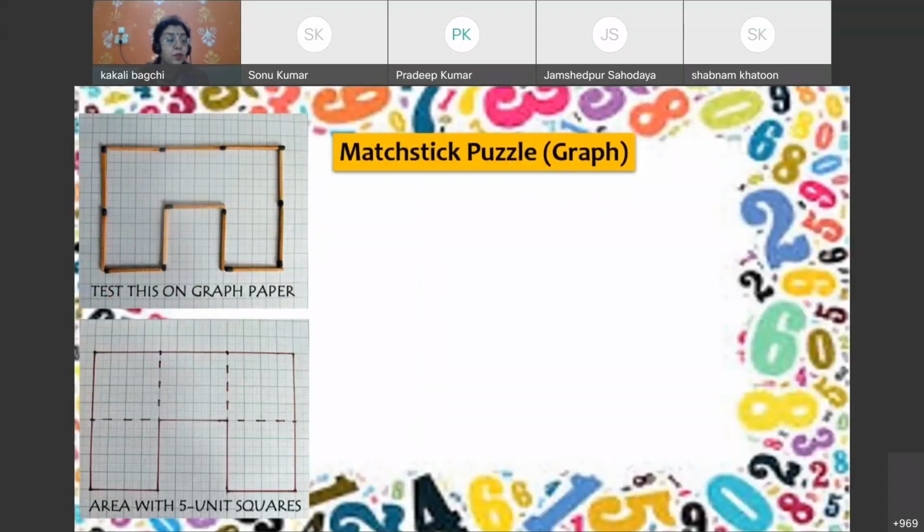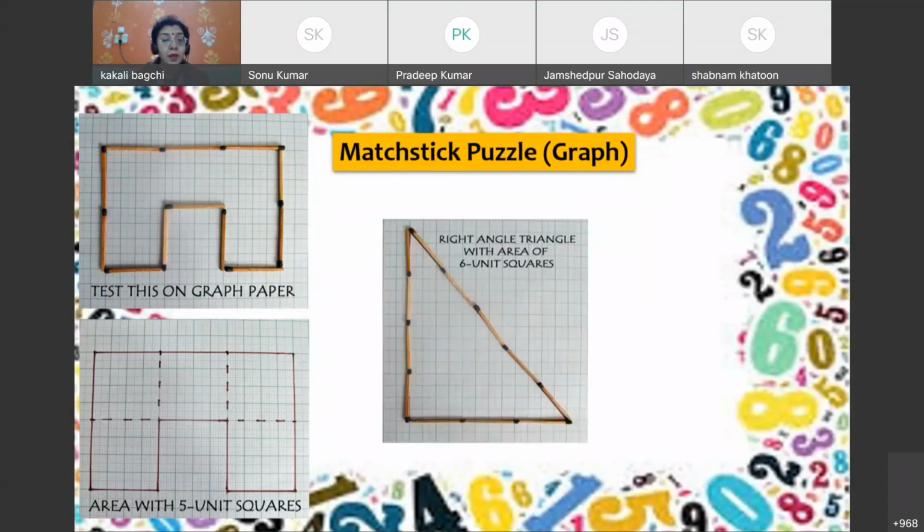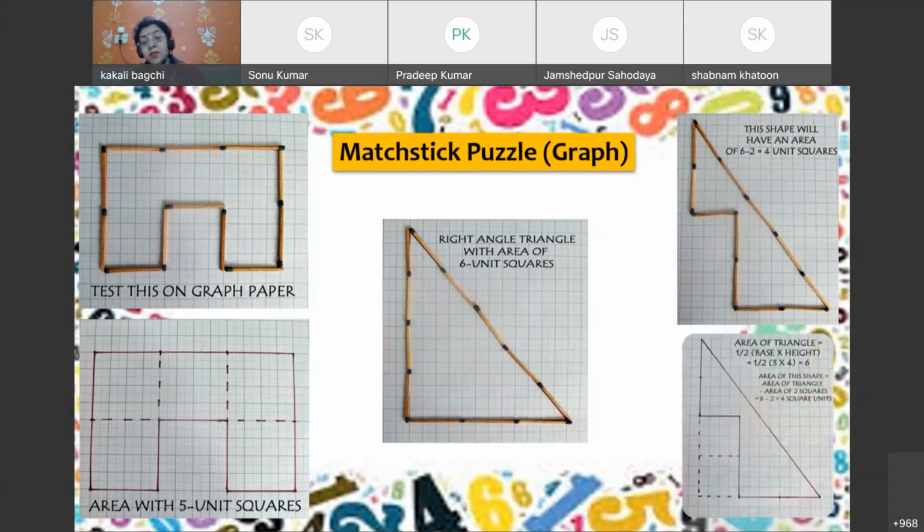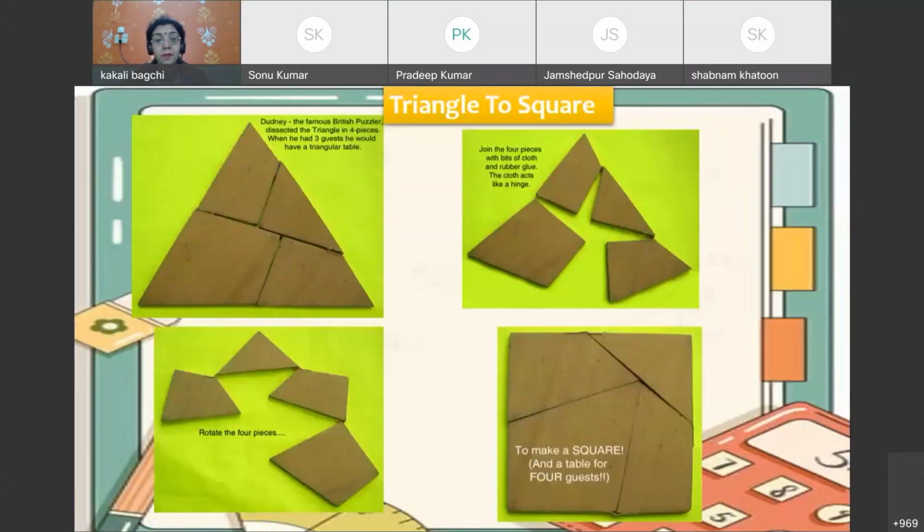12. So what is the perimeter? 12. What is the area? 5. Don't give the answer, ask the question. How many mastics? 12. Perimeter? 12. Area? 6 square units. Mastics? 12. Perimeter? 12. Area? 4. So in every case, the number of mastics used is the same, 12. Is the area the same? They will answer no. So the same perimeter does not mean the area is the same.